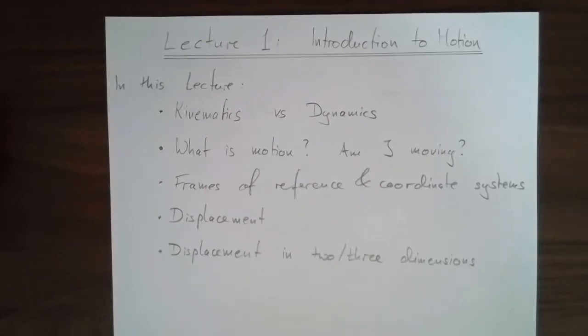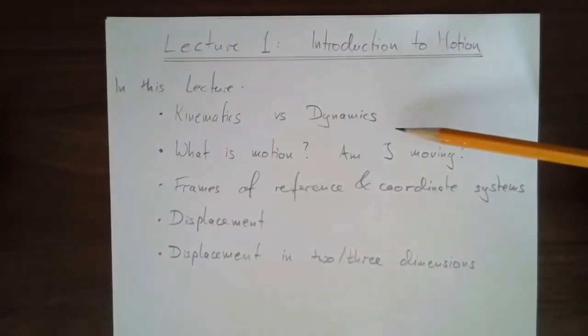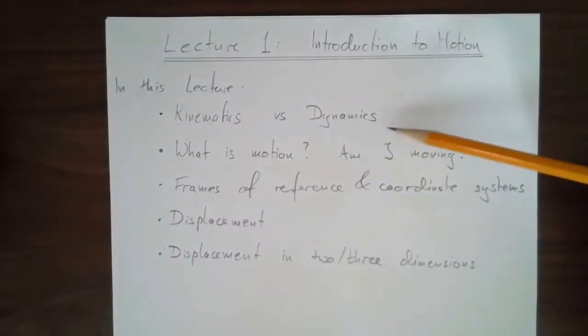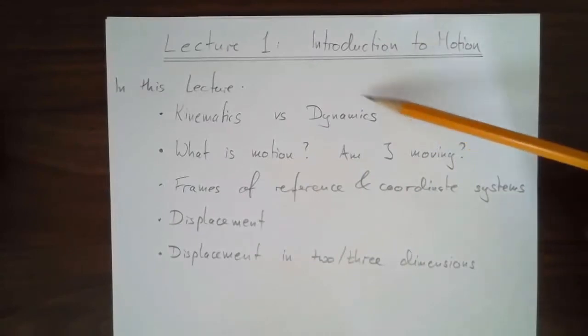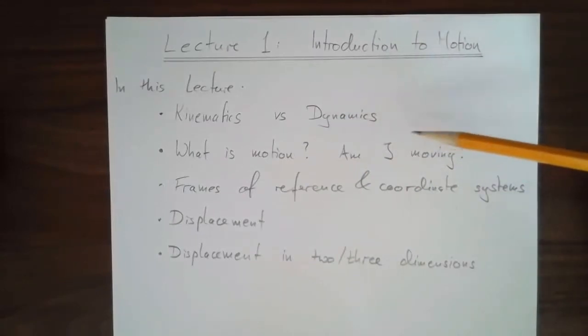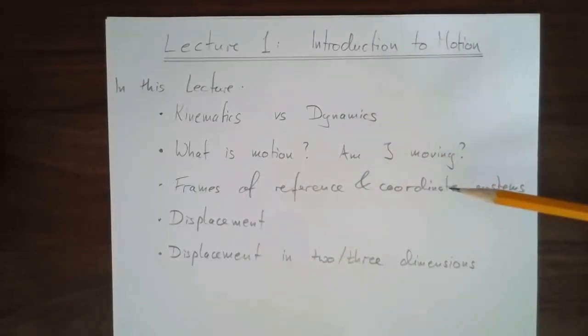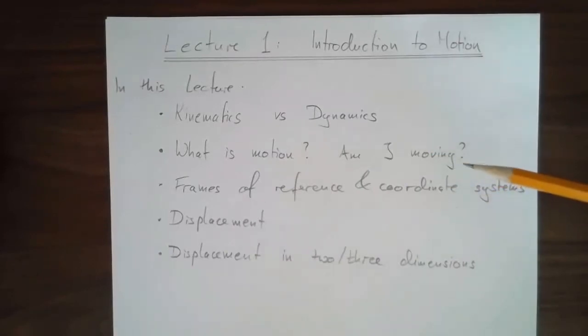Welcome to lecture 1 of your course on classical mechanics. This lecture is going to introduce the notion of motion, and specifically we're going to talk about the difference between kinematics and dynamics, and that is primarily a terminology thing. I'm going to talk about what we mean by motion in the first place. Am I moving right now? In what sense am I not?